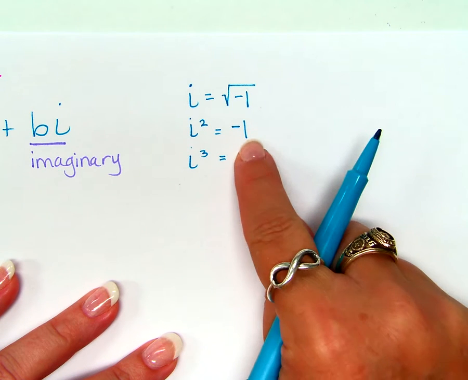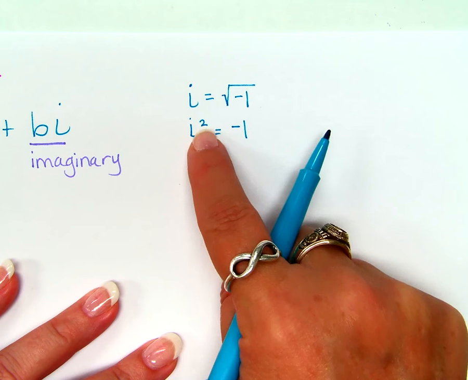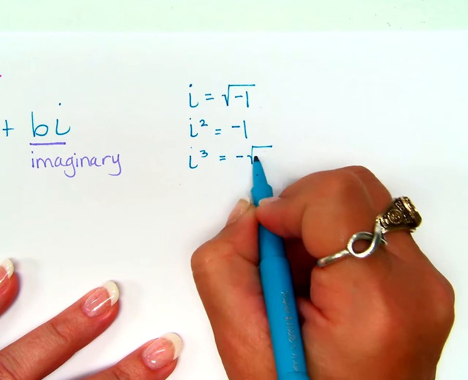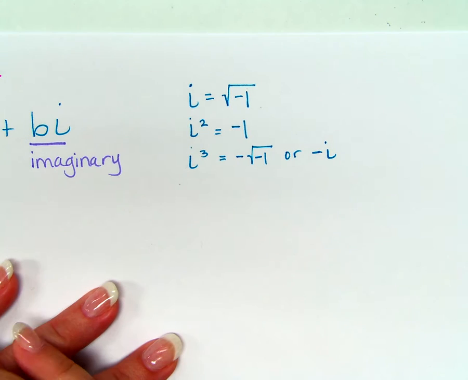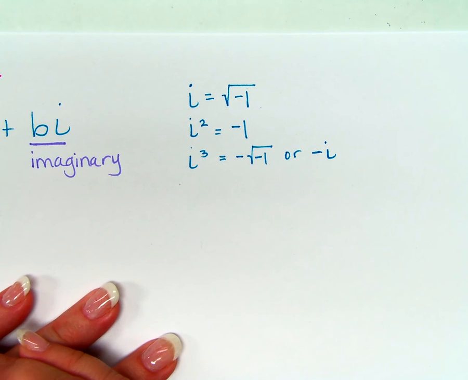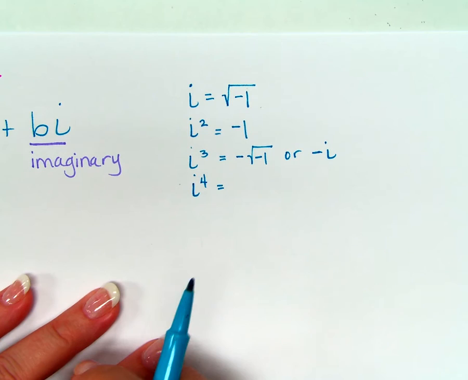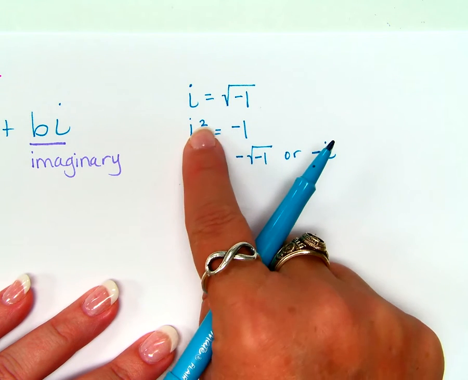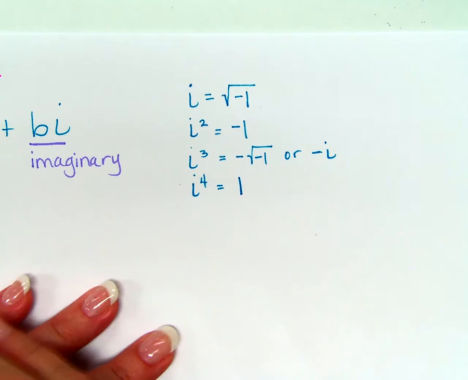What's I to the third? Isn't it this times this? To get I to the third, wouldn't I multiply I squared and I? So I would either get negative square root of -1, or I would get negative I. Okay with that? Yes. What about I to the fourth? Would it be positive I? I mean positive 1. Positive 1. Because I can multiply I squared times I squared to get me I to the fourth, right? -1 times -1 is positive 1.